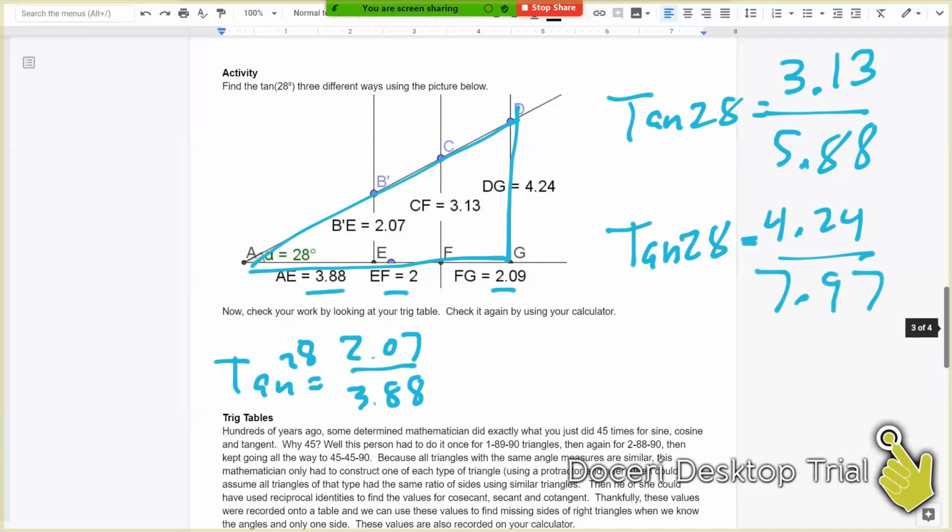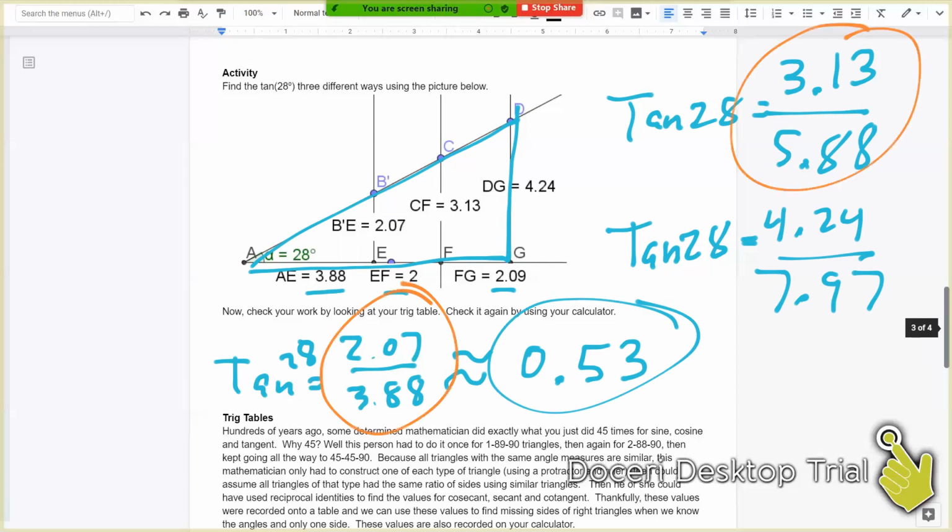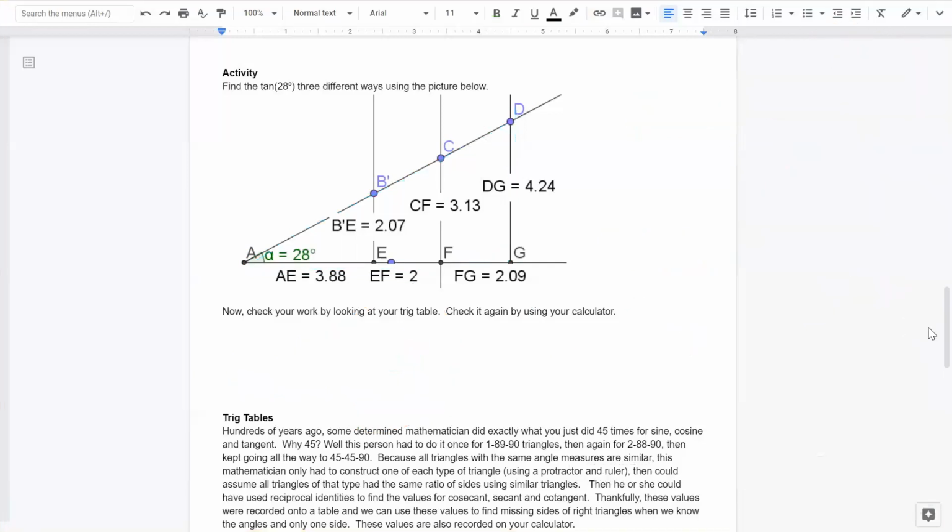Now, if you were to divide all these fractions and get a decimal, you would see that they all come out to be about 0.53. All right, so in other words, these all equal about 0.53. Now, if we look at our calculator, so I have that up already, I'm going to pull up my calculator.